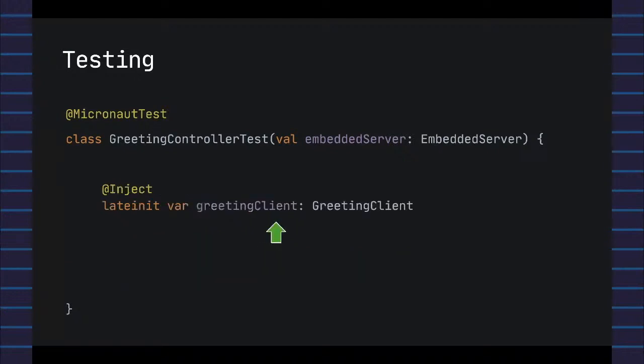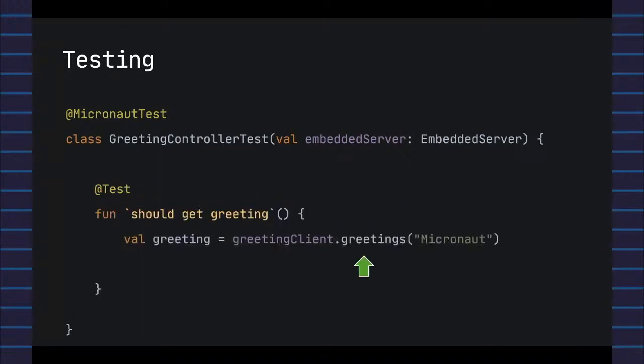So Micronaut has dependency injection, and using dependency injection, I'm injecting this greeting client here in my test, and then I have a test in which I'm going to do an assertion that I get what I expect. I'm going to call this greetings method with the string Micronaut, and then I'm going to assert that it should be equal to Greetings Micronaut. So when my client makes a request, that's what I expect my result to be. So I have my test. Now what I need to do is write out the actual logic that this test will run against in my controller.